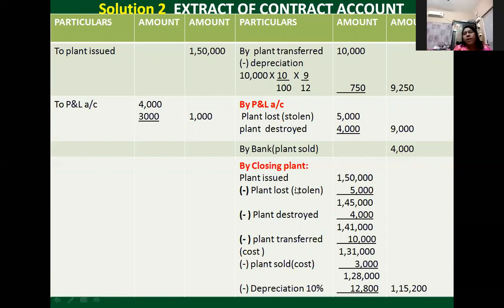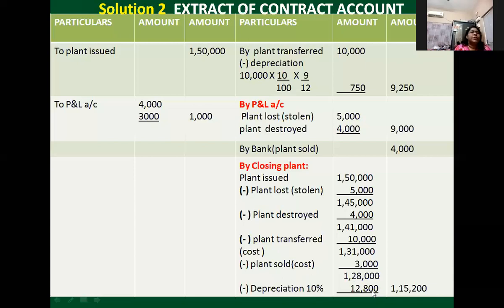Now, finally, we have to calculate the value of the plant at the end. Plant issued during the time of contract, 1,50,000. And as usual, deduct the stolen value of the plant, the value of the plant destroyed, and the value of the plant transferred to contract. But please remember, you need to show the cost value only. And what is the plant sold? Again, I said cost value. What is the cost value? 3,000. So that 3,000 only we need to consider and deduct. And then what is the value of the plant at the end? 1,28,000. On that, depreciation is 10%.